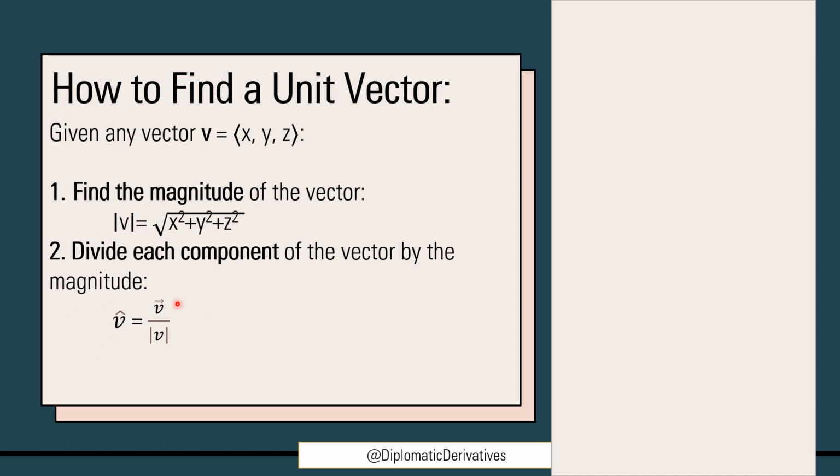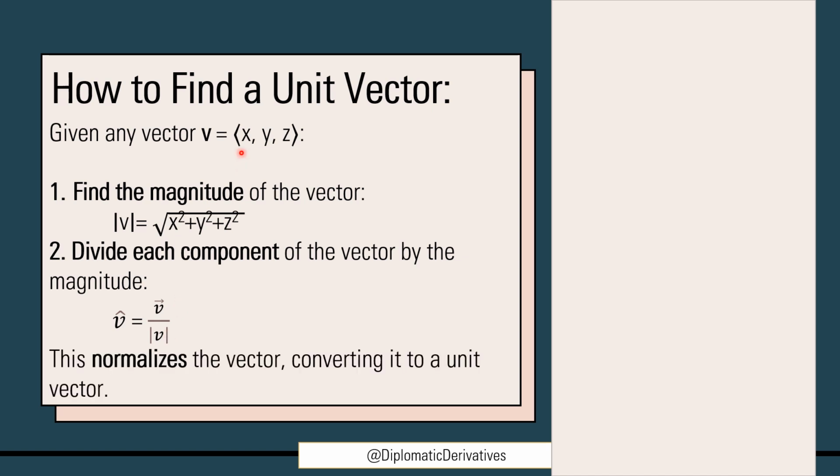The only thing you have to remember: unit vector v is equal to vector v divided by magnitude of v. This normalizes the vector, converting it into a unit vector. This is the formula to find a unit vector of any given vector. So what you do is you just write the vector, xi plus yj plus zk. So unit vector v is equal to xi plus yj plus zk divided by the magnitude of v.